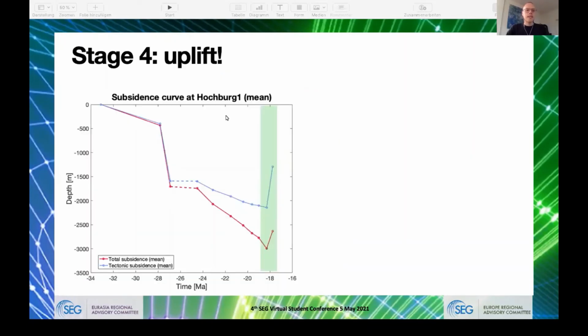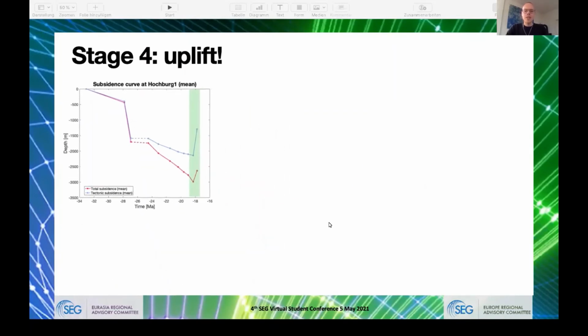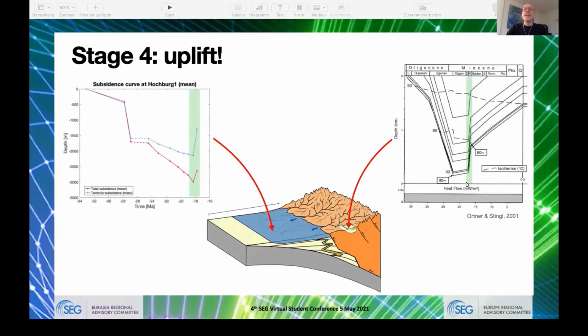But what about this last stage, the uplift here, beginning at 19 million years? Again, we need to think probably a little bit more regionally, because again, if we take a look into the wedge-top depozone, we again see the exact same pattern here in subsidence, or uplift in this case, because we have here also an uplift in the wedge-top depozone. So again, we need a way more regional process that explains this uplift in the Eastern Alps.